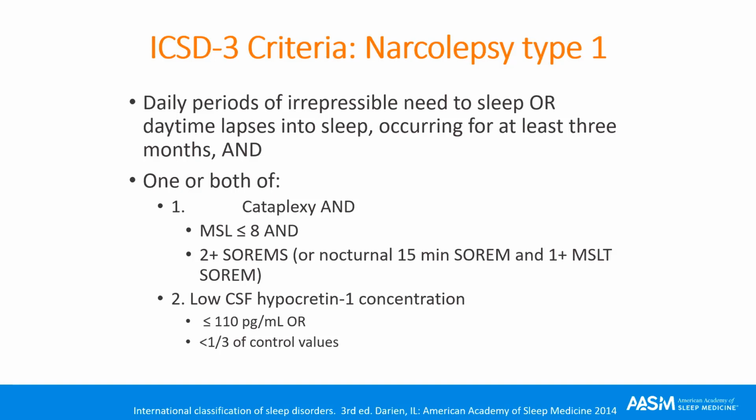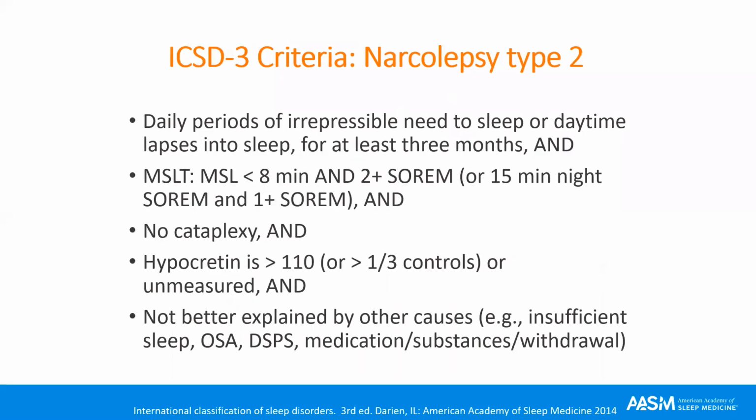The cutoff of 110 picograms per milliliter comes from the Stanford reference lab, but other labs will use a different assay, and then the level just has to be less than 1/3 of what control values are, because there are a few assay options.